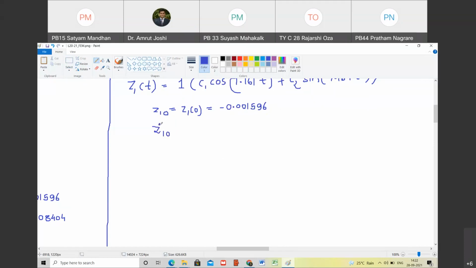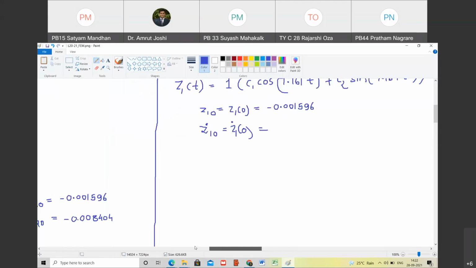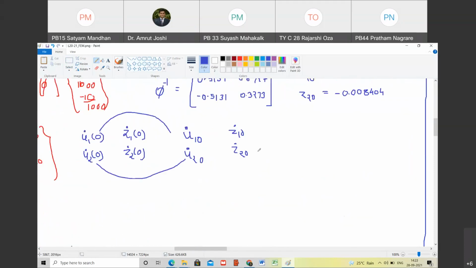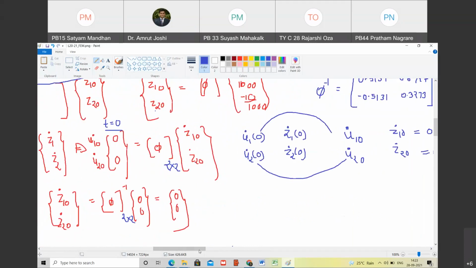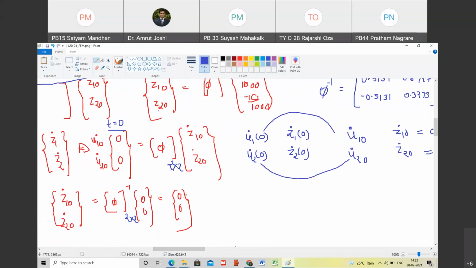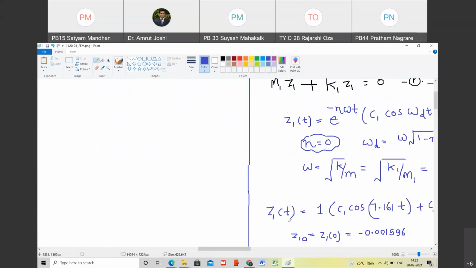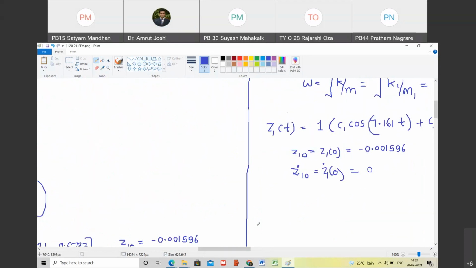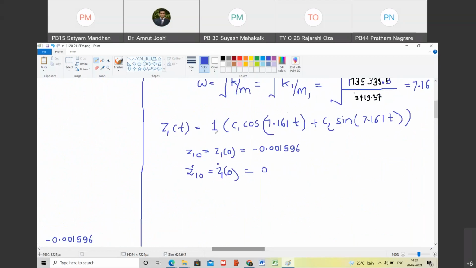Z1 dot of 0, which is nothing but Z1 dot of 0. And this value is 0. Look, we calculated here that this value is 0. Do you agree with me? Yes, sir. Z1 dot of 0 is 0. So now how are we going to use these two boundary conditions?